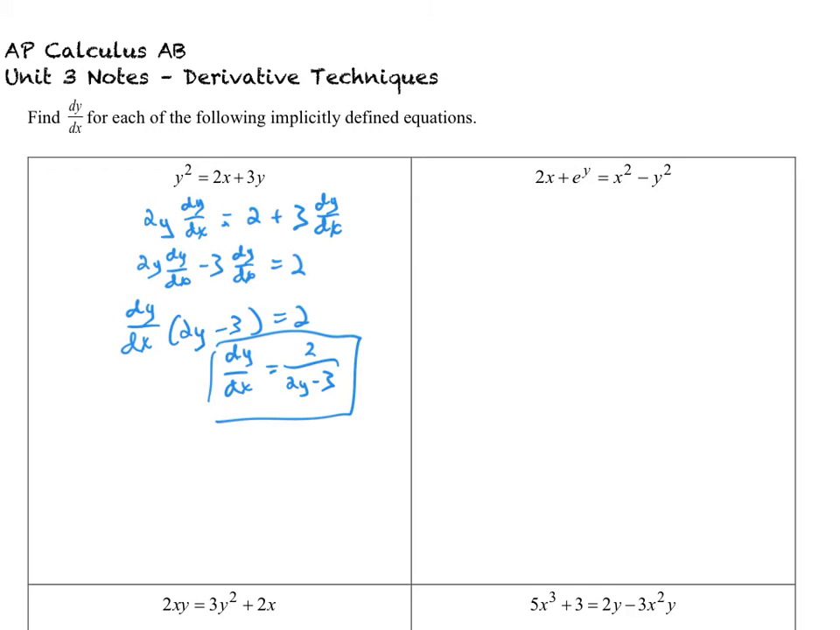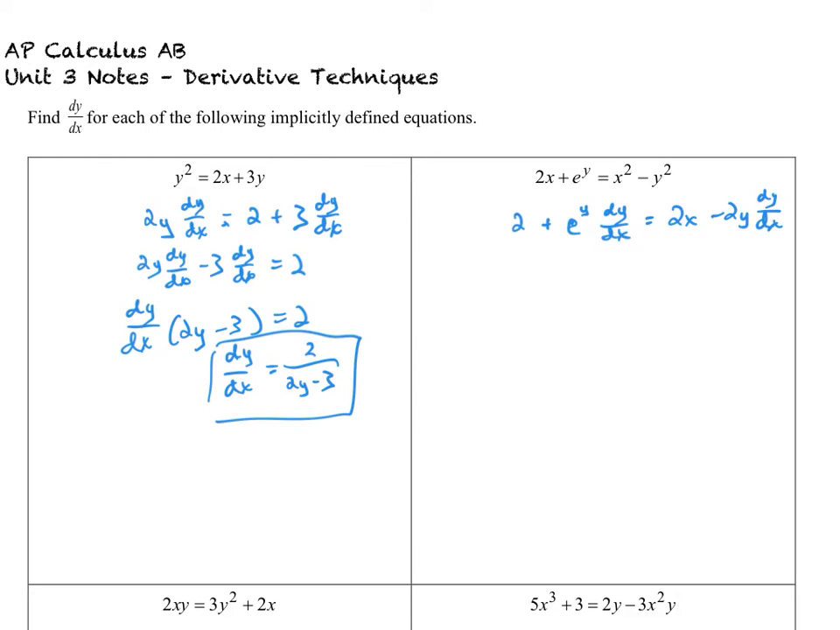Okay, let's go on to this next example on the right here. And it might seem like it's a little tricky, but it's not too bad. The derivative of 2x is just 2. The derivative of e to the y is e to the y, but since I'm differentiating a function that's got a y in it, I have to tack on dy over dx. And then that's going to be 2x minus 2y dy over dx over there.